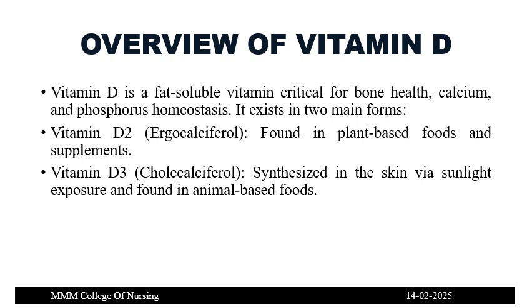Next is the overview of vitamin D. What is vitamin D? What are its types? Vitamin D is a fat soluble vitamin. It has two forms. Mainly vitamin D2, called ergocalciferol, is found in plant-based food. And next is vitamin D3, which is called cholecalciferol. It is synthesized in the skin via sunlight, and it is also found in animal-based food. So these are the two types: ergocalciferol, which is found in plants, and cholecalciferol, which is found in human skin as well as animal-based food.